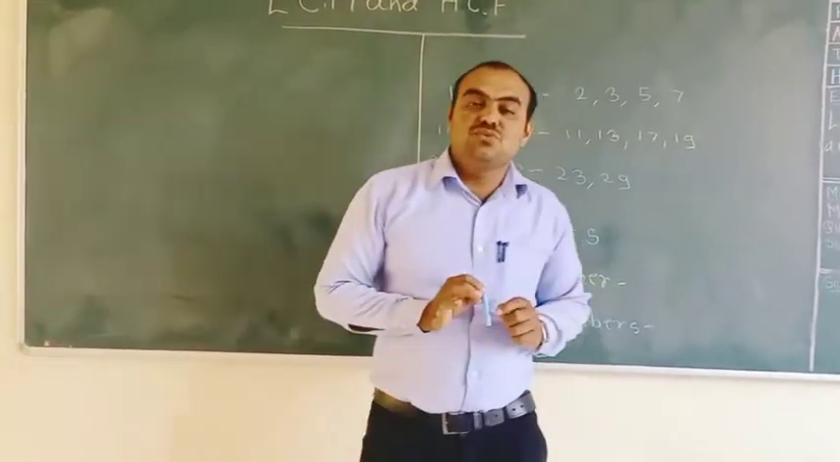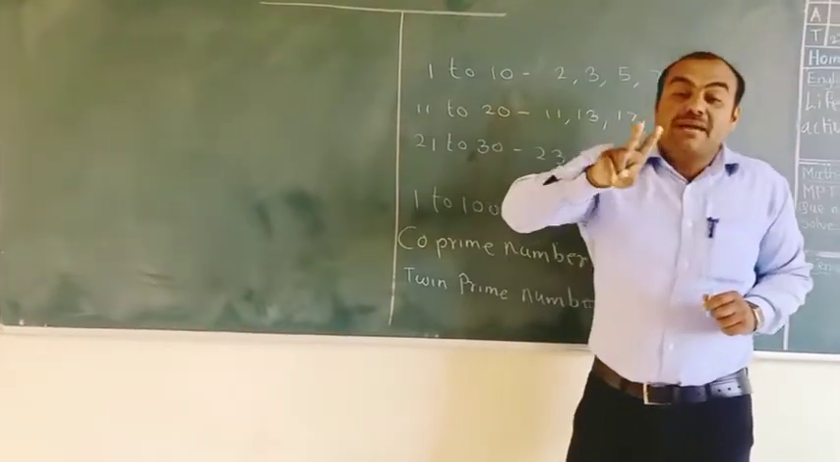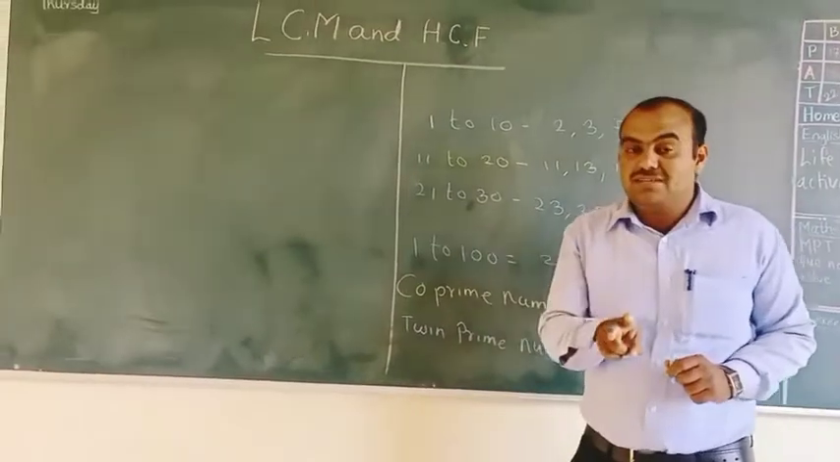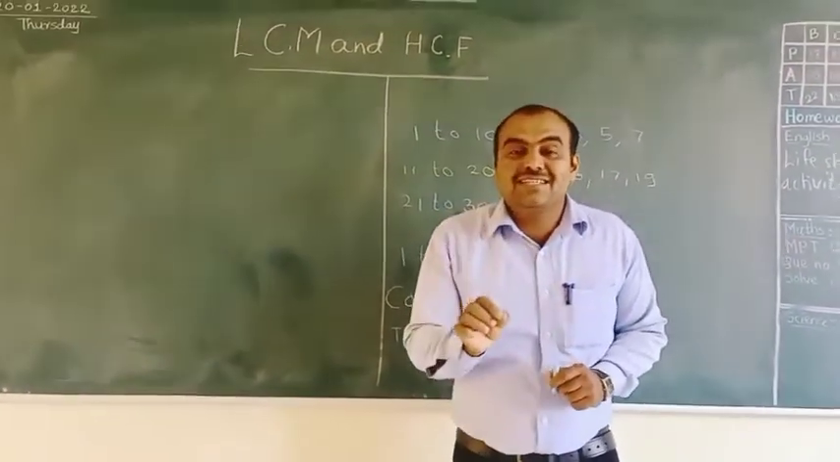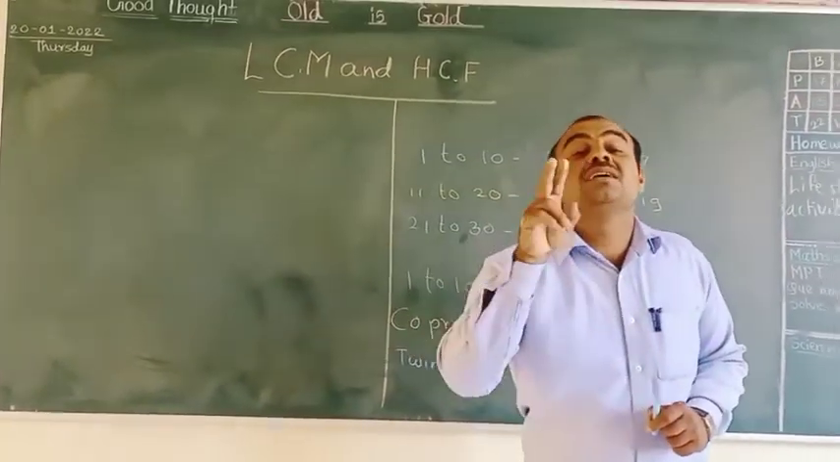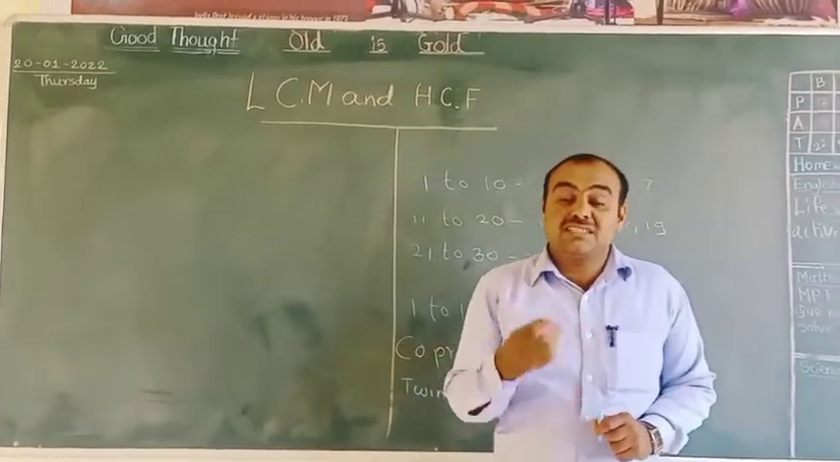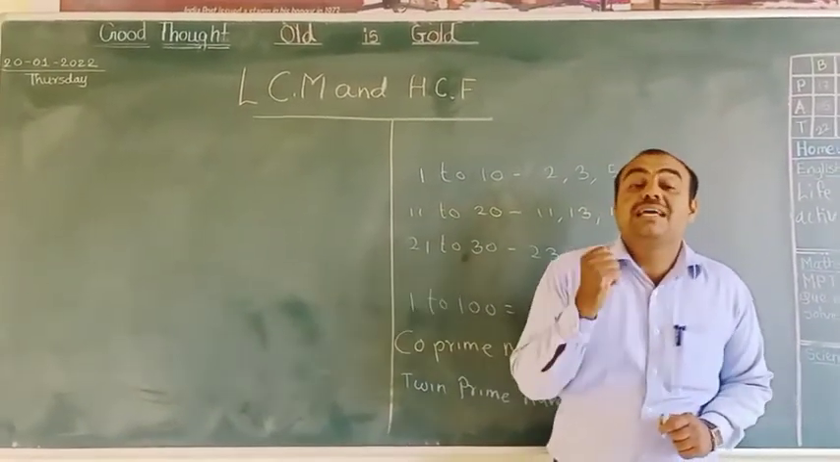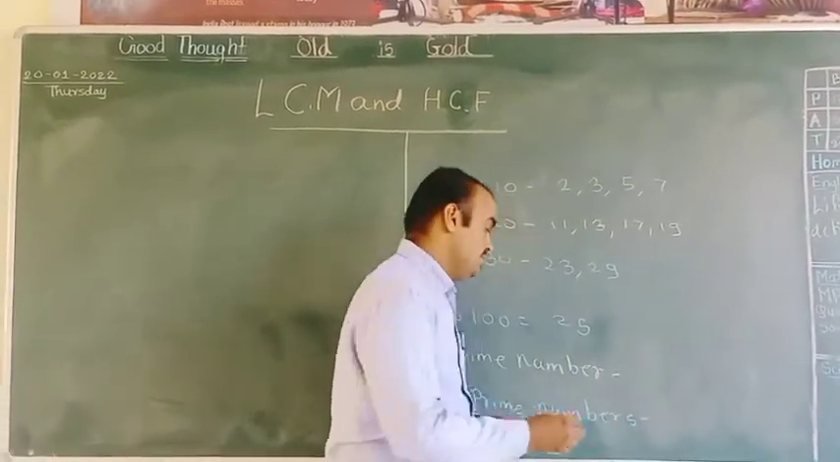Twin prime numbers, what do they mean? They are a pair of two prime numbers, but the difference between them should be 2. For example, 11 and 13.